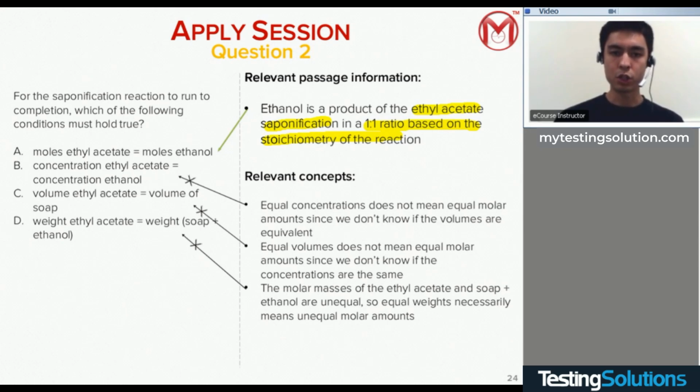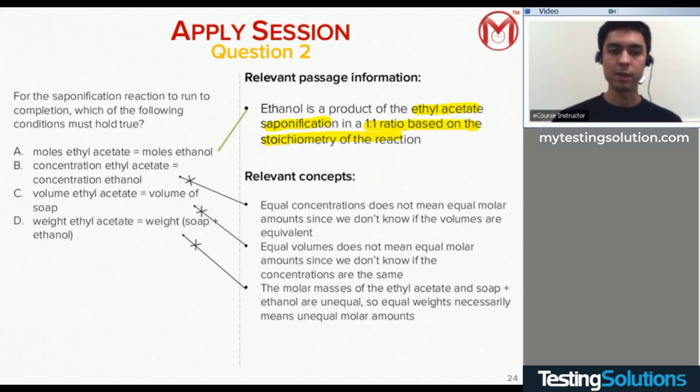So the concentration of ethyl acetate and the concentration of ethanol. The problem with those two answer options is it only works if the volumes are the same, right? Because if the volumes are the same and the concentrations are equal, then it means that the number of moles is the same. But I don't know that that's been held constant, so I don't know that this would be true. Okay, for C, the volume of ethyl acetate and the volume of soap, this has basically the exact same problem as B. The volumes alone don't tell me anything unless I also know the concentrations, and I don't know what's happened to that here.